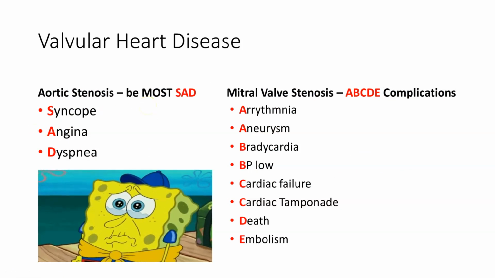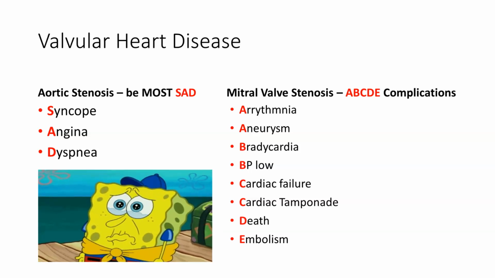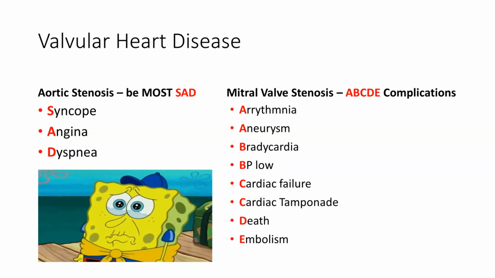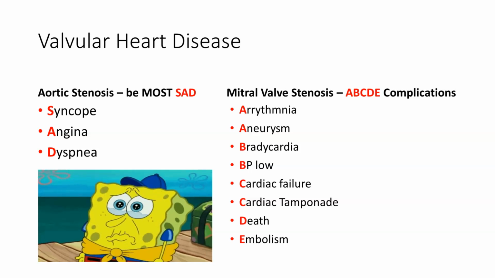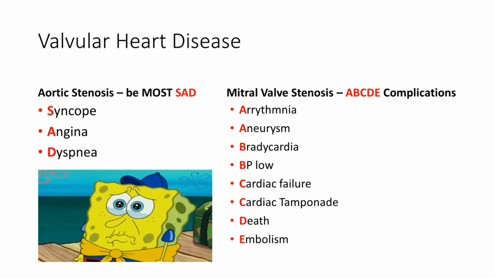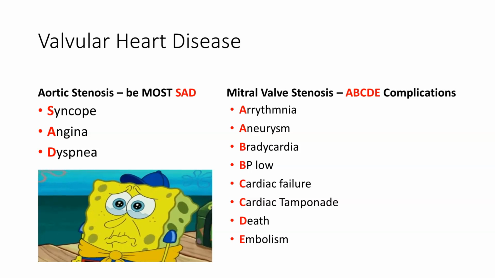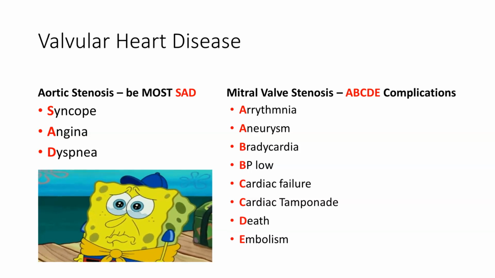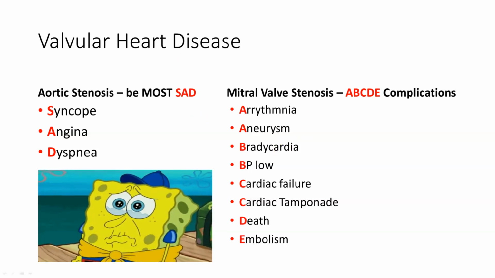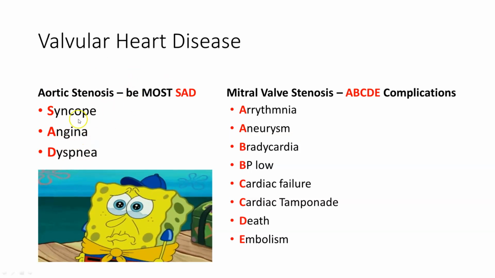So you have this classic triad for aortic stenosis. And that's when, if you have aortic stenosis, you're the most sad. And it's syncope, angina, and dyspnea. With mitral valve stenosis, it's your A, B, C, D's, and E's. Arrhythmia, aneurysm, bradycardia, low blood pressure, cardiac failure, cardiac tamponade, death, embolism. That's a lot. That's a laundry list. So I don't have to necessarily remember all of those, because I know that for aortic stenosis, it's the big 3, and that's probably what NCLEX is going to test you over.